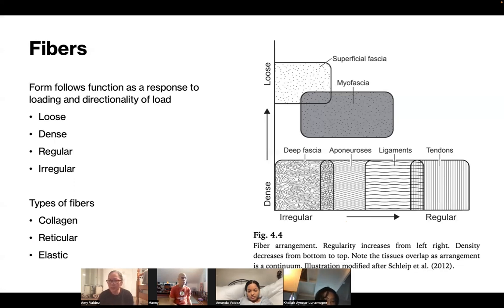So for example, the ligaments is unidirectional, right? When you're contracting a muscle and you want the ligament that's attached from the muscle to the bone, you want to pull that joint into flexion, for example, it's a unidirectional pull. So the ligaments are dense and they're regular in this one particular direction. Oh, sorry, tendons are regular too. Sorry, I got that confused. So tendons also are regular.